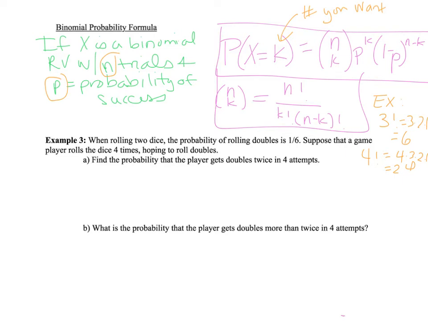So let's go ahead and do example number 3. So we're still rolling 2 dice, and we still have a probability of rolling doubles as 1/6. And we're still going to roll dice 4 times. For A, we want to know the probability the player gets doubles twice in 4 attempts. So in this case, my n, my number of trials, is going to be 4. My p, they already told us the probability of success is 1 over 6. My k is going to be what I want. I want to know about getting doubles twice.